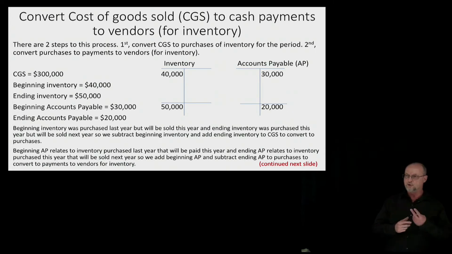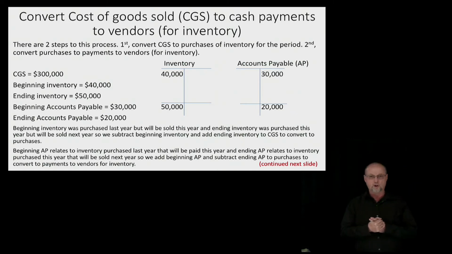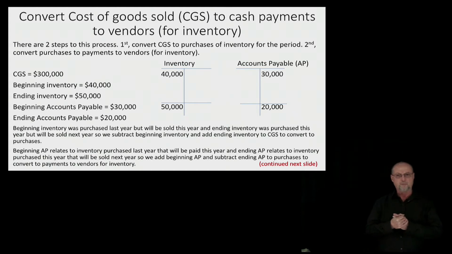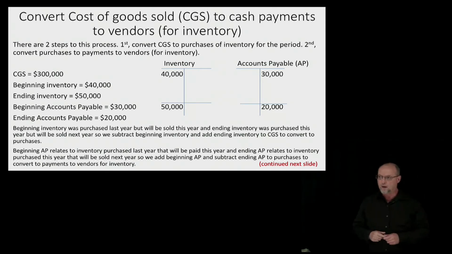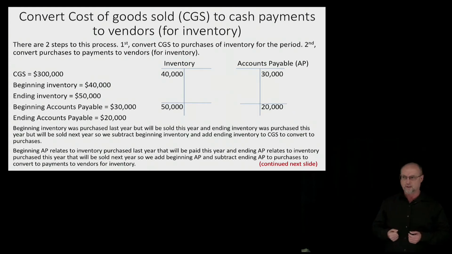So there are two steps. First, convert cost of goods sold to purchases of inventory. And then step two, convert purchases of inventory into cash disbursements. Remember, this is the statement of cash flows. Cash flowing in, cash flowing out. So this is going to be an outflow. All right, step one, convert cost of goods sold to purchases of inventory.